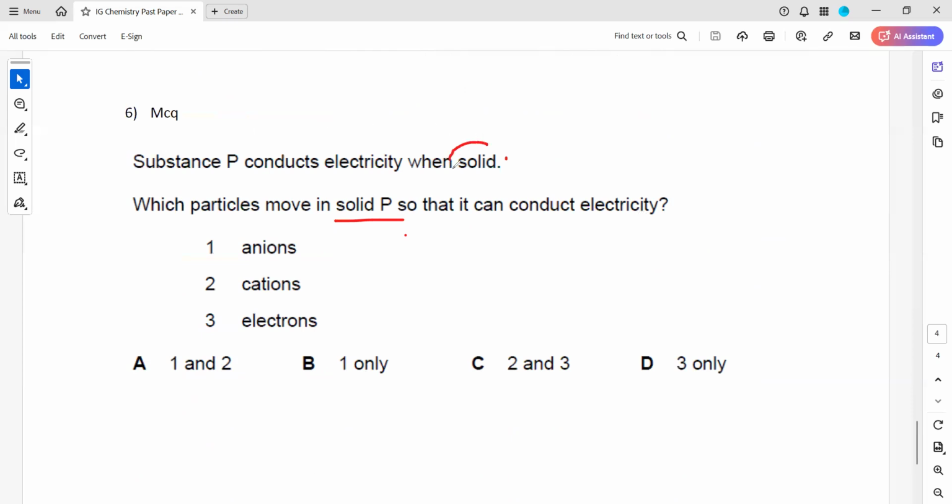Electron. First thing, it is conducting electricity in the solid state. So what does this give an indication of? This gives an indication it is a metal. And how can metals conduct electricity? By movement of electrons. So D will be the right answer.